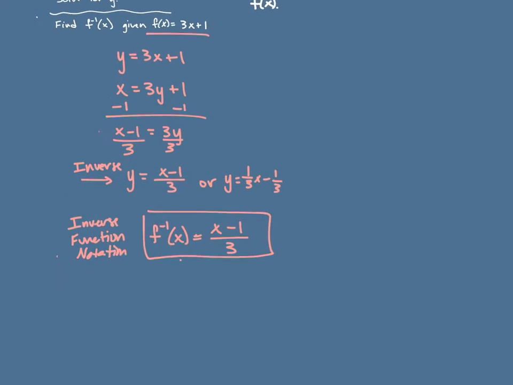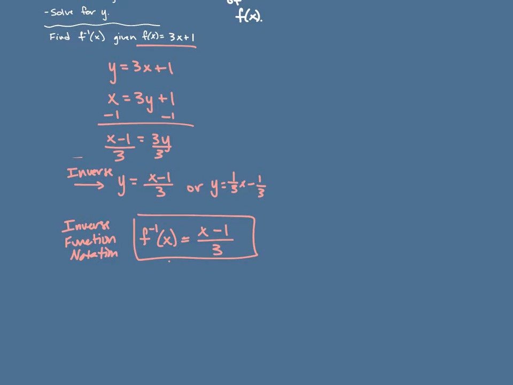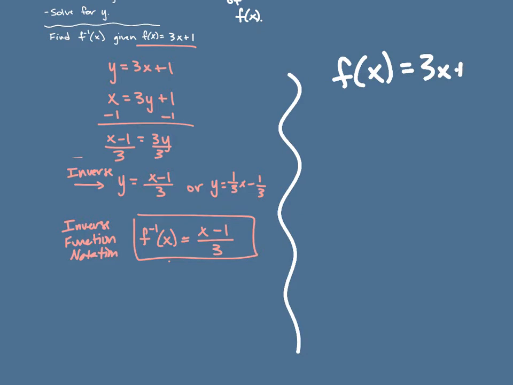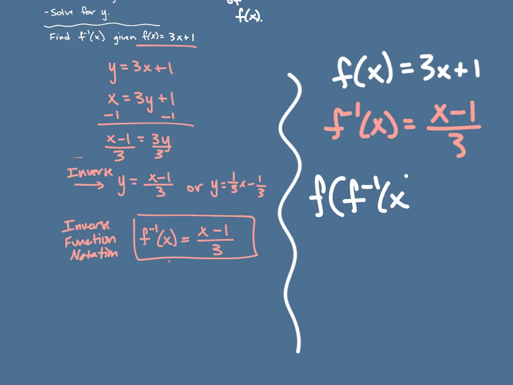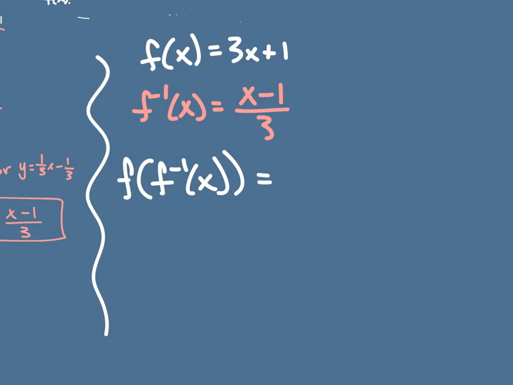Now, if we have a function and its inverse, let's say we've got f of x is equal to 3x plus 1, and then we've got f inverse of x is equal to x minus 1 all over 3. What we want to do now is calculate f of f inverse of x and do a composite function from a function on its inverse. I'm going to take this entire function here and plug it into x of my other function.